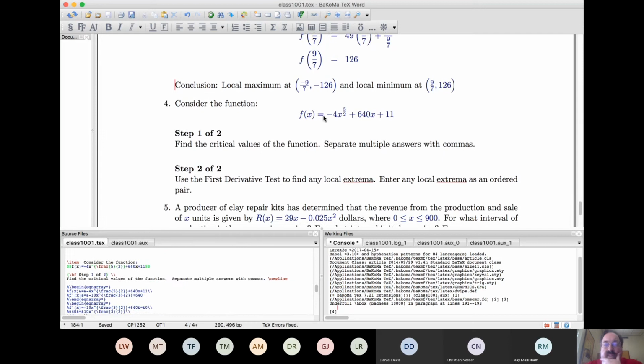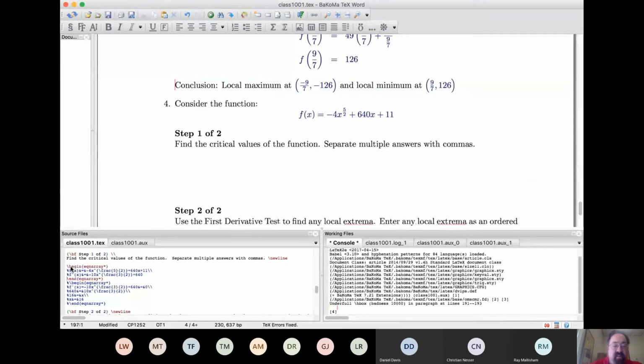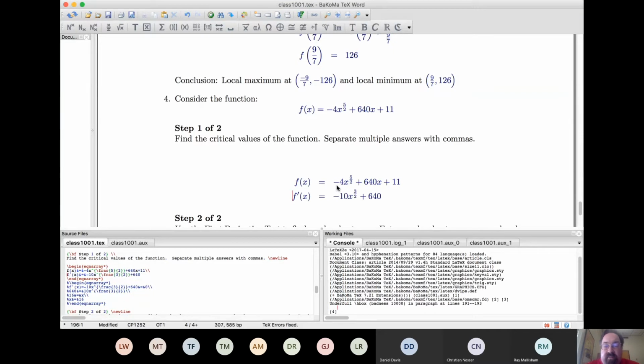Okay. Here a function of a different sort, with a fractional exponent. The task is the same, find the critical values, and then determine if any of those critical values are max or min. All right, so here we're going to use the power rule. So pulling down the 5 halves, so we get minus 20 over 2, so minus 10, x to the 3 halves. And then the coefficient rule gives us 640.